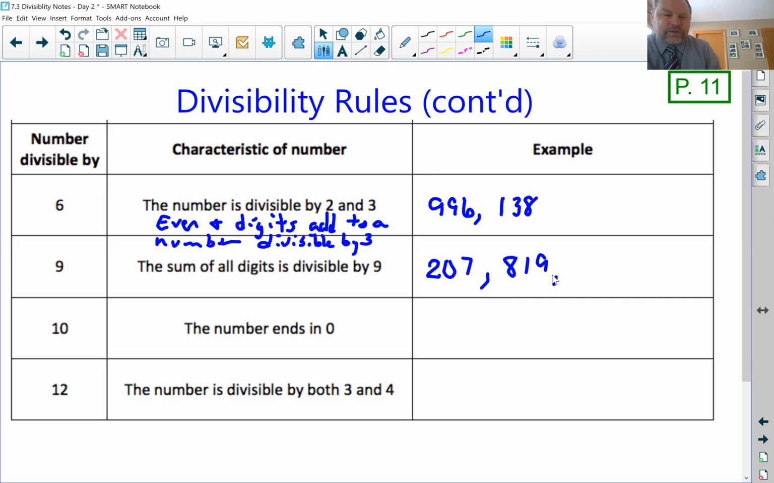819. 8 plus 1 plus 9 is 18. 18 is divisible by 9. That works.